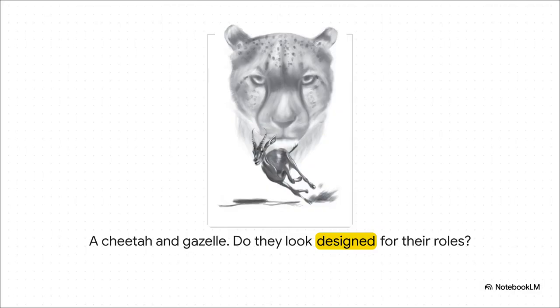Okay, take this classic example from the African savanna. You've got the cheetah, this absolute marvel of engineering, built for pure explosive speed. And then you have the gazelle, which is just as perfectly equipped for agility and a quick getaway. Each one seems perfectly crafted for its role. It's so easy, so natural to look at that and think, wow, somebody must have designed this. But is that really the only answer?